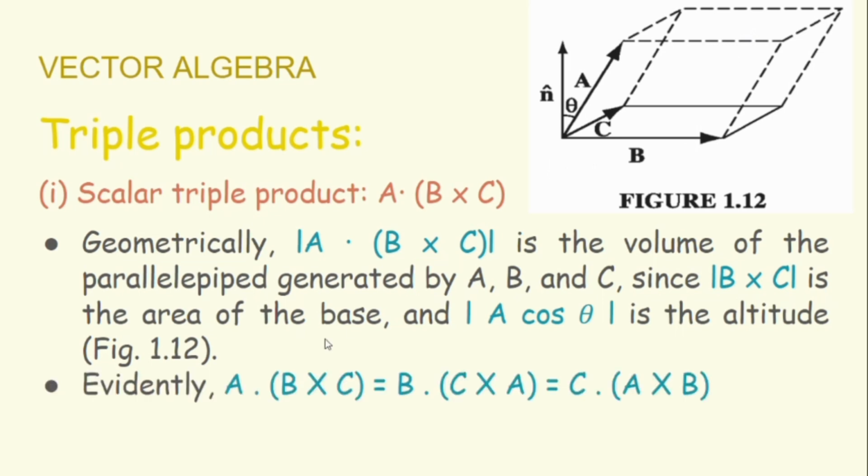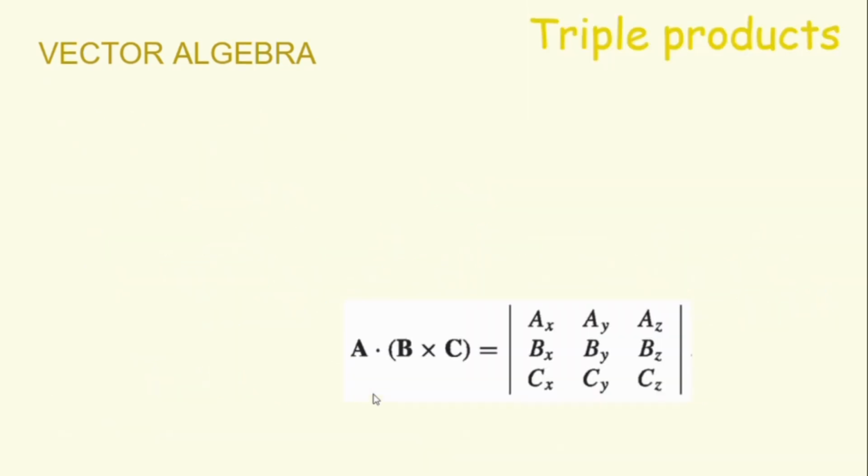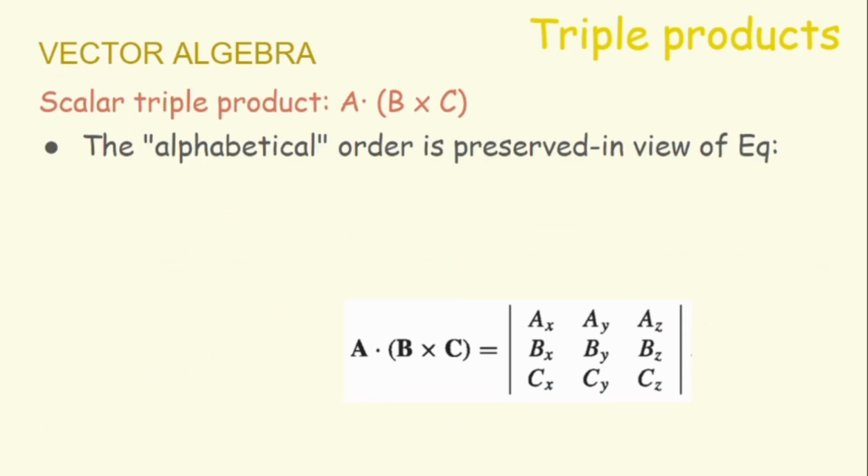We can see that A dot B cross C and B dot C cross A and C dot A cross B are equal, but we have to keep the alphabetical order the same. Now we can see that B cross A is equal to minus A cross B, or A cross B is not equal to B cross A. A negative sign always comes.